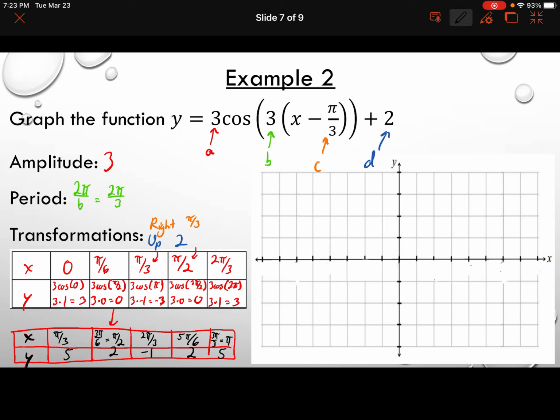So let's see. Now we have to decide how we're going to label our points here. Thinking what's the best way. So had we done it that way, that would have been that. So I think we should just be able to do that. So it's going to start at pi over 3.